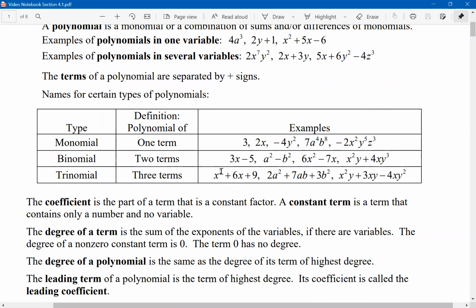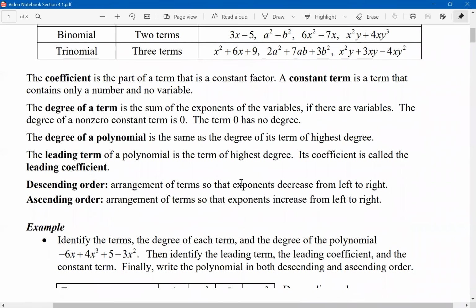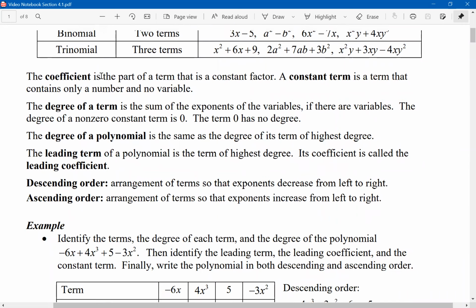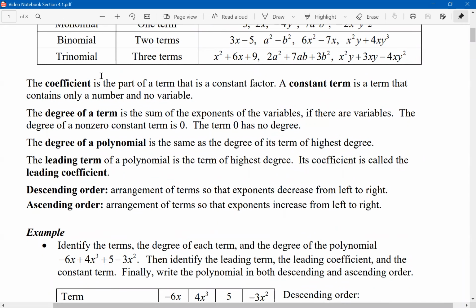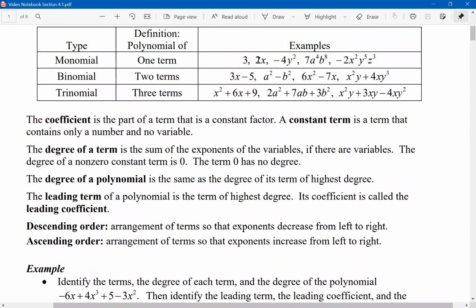So down here with trinomial, x squared plus 6x plus 9, there's three terms there. You can kind of think of it as like three separate words. Okay, so there's some more vocabulary coming after that. Coefficient is the next one. So the coefficient, that's basically just the number part in front of a variable. So it says the coefficient is the part of a term that is a constant factor. So for example, in this monomial where it says 2x, 2 is the coefficient. It's the number in front of the variable.